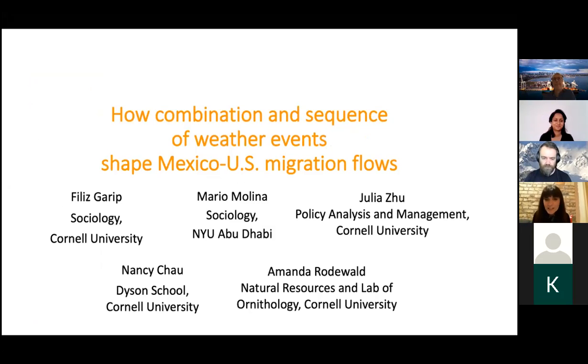Okay, so as you can see, first thing you'll see is I have a lot of collaborators on this project, and today I'll talk about two related papers that feed into each other. The first one, Mario Molina, a former student in sociology, now a postdoc at NYU Abu Dhabi, has taken the lead. The faculty collaborators are Nancy Chow, who's an economist, and Amanda Rodewald, who's in the Natural Resources Department here. The second set of analyses I'll present are with Julia Zhu, who's in policy analysis and management, an econ PhD candidate there. And yeah, we're just trying to figure this question out together.